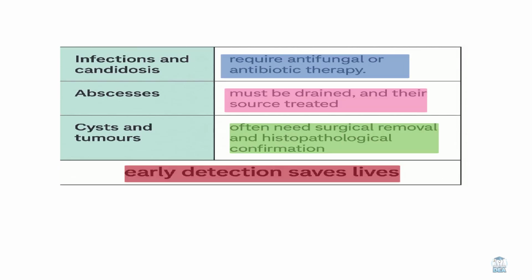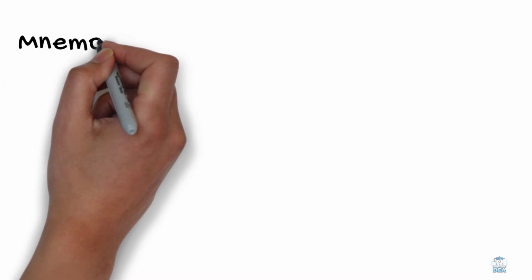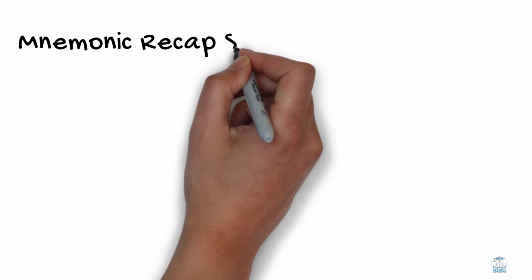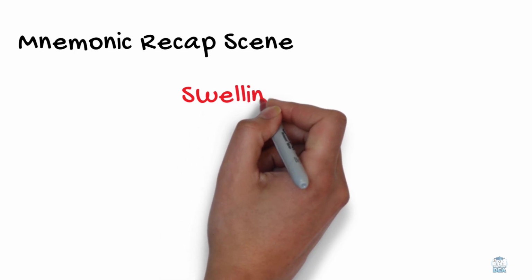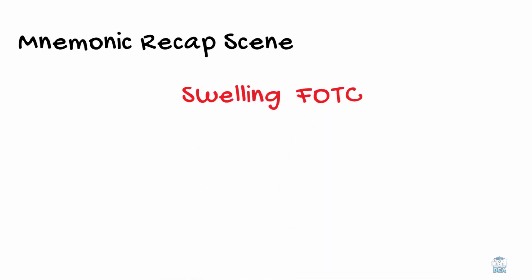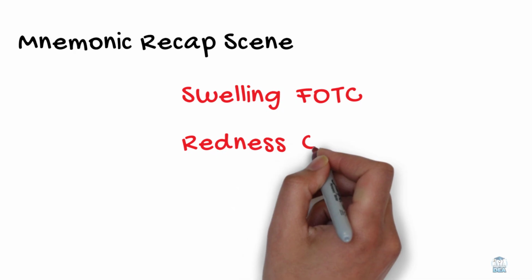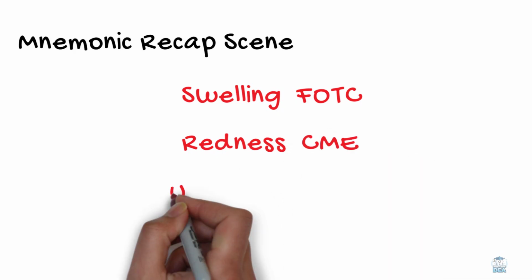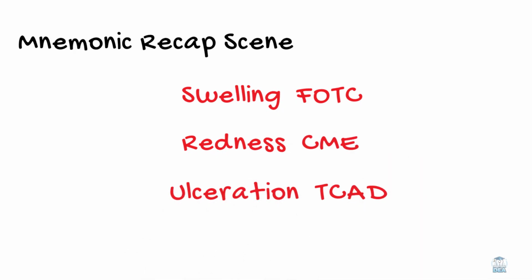Now, let's bring everything together with one final memory trick. When dealing with lesions on the floor of the mouth, think in 3 simple steps: swelling, FOTC; redness, CME; ulceration, TCAD. Say it again to lock it in your memory. Swelling is FOTC, red is CME, ulcer is TCAD. FOTC for swelling, CME for redness, TCAD for ulcers.